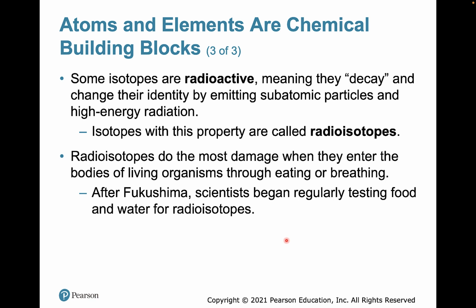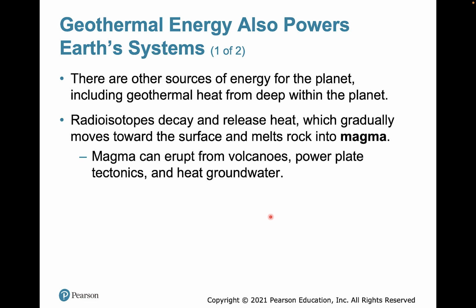Some forms of atoms are called isotopes, like we discussed in chapter 20. They're radioactive. And if it's a radioactive isotope, we call it a radioisotope. They do a lot of damage when they get into the bodies of living organisms because they wind up causing mutations.